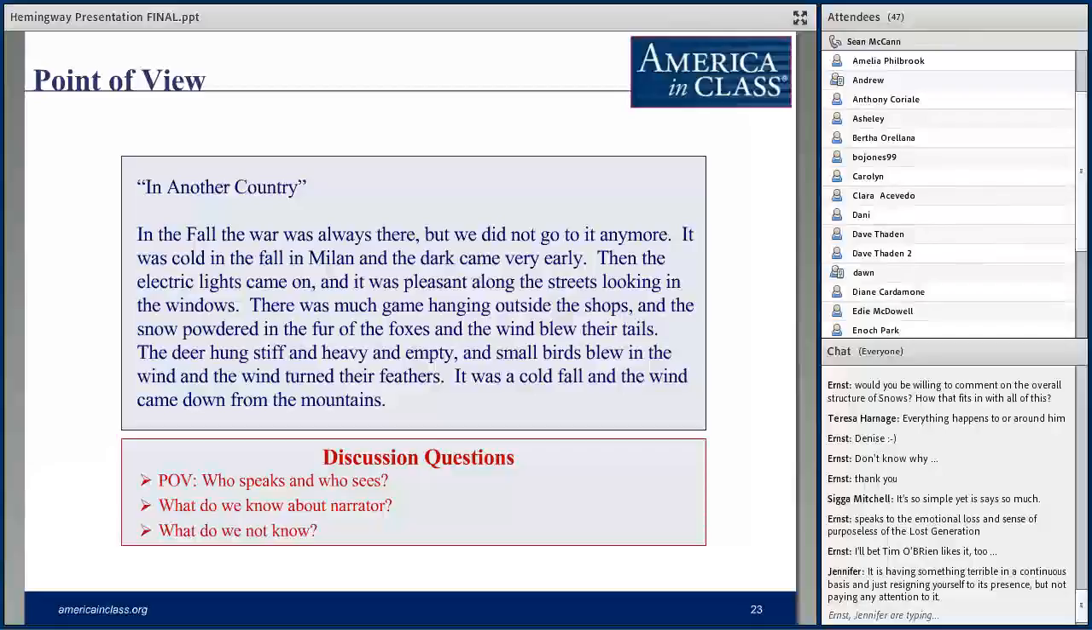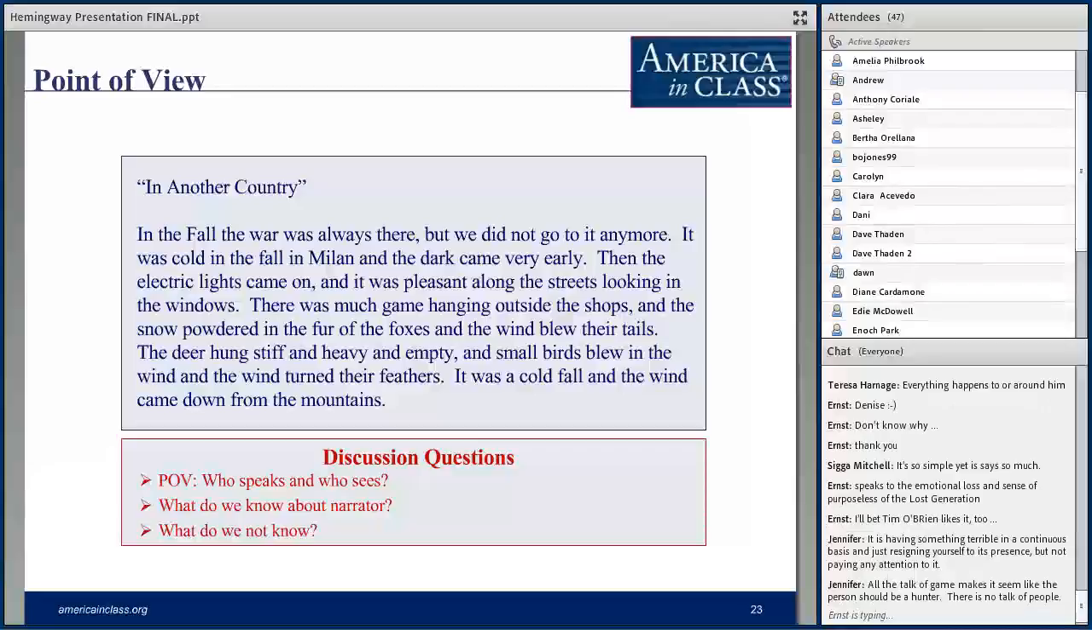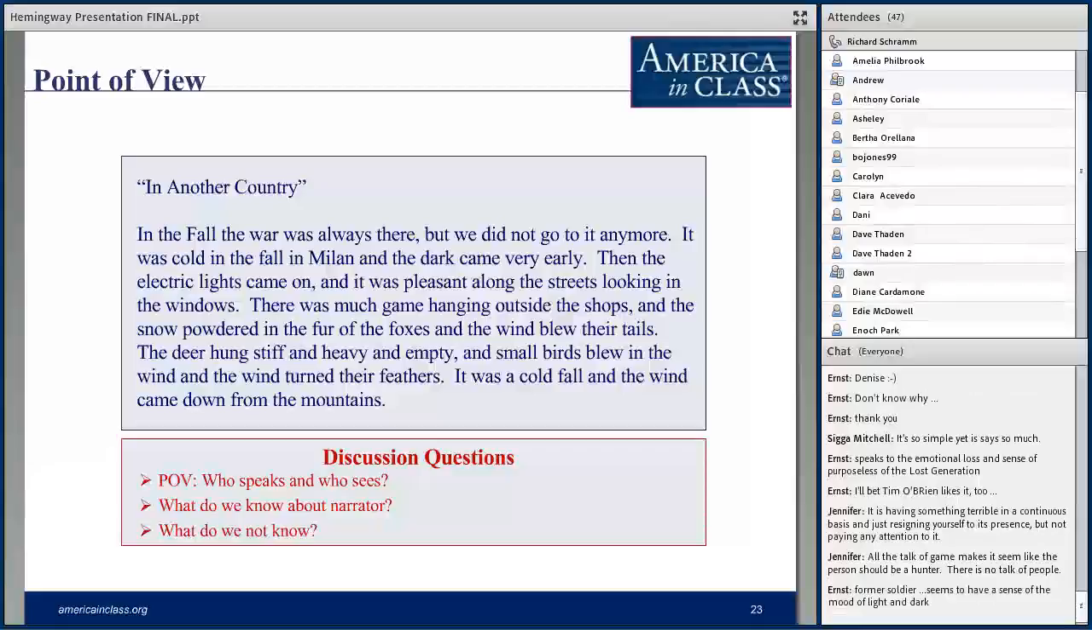We also don't know the narrator's name. All right, Jennifer writes here, all the talk of game makes it seem like the person should be a hunter. Good point. There's no talk of people. Former soldier seems to have a sense of mood of light and dark. Yes, we do know that he's a former soldier. That is true. But we still don't know why he's not going to the war anymore.